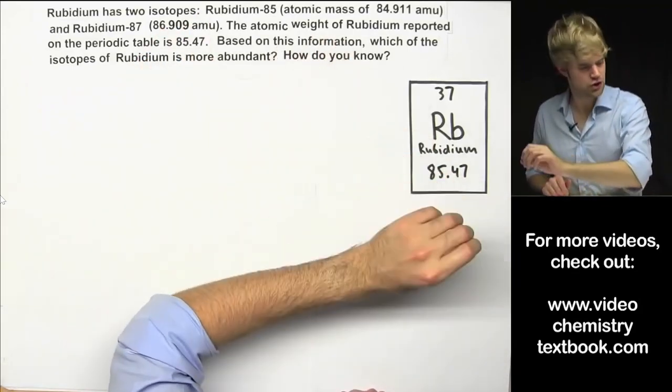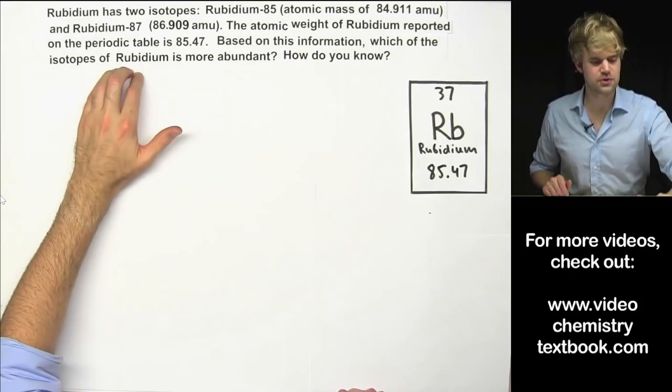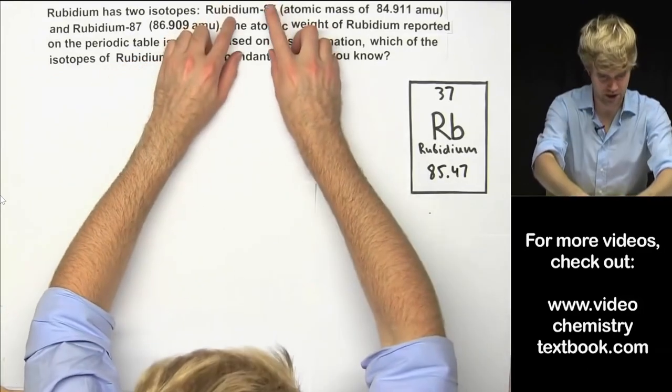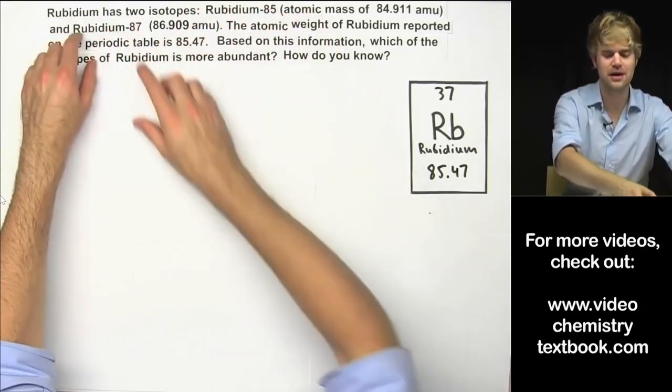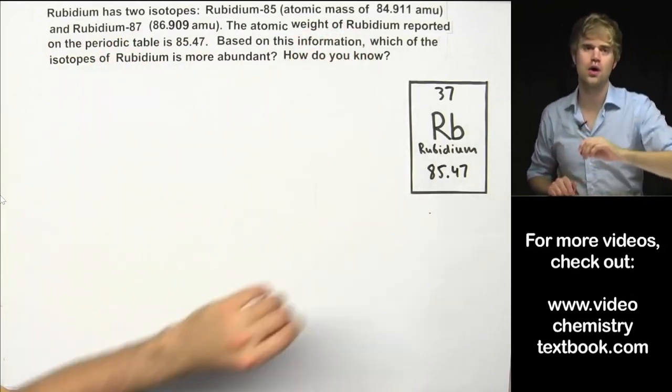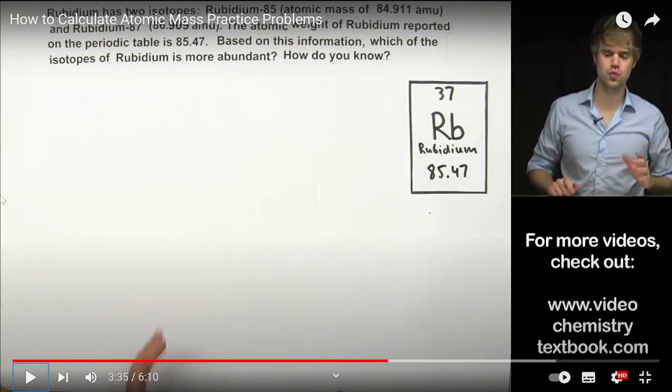Based on this information, which of the isotopes of rubidium is more abundant? And we're talking about, is it rubidium-85 or is it rubidium-87? And how do you know which one? Pause for a moment before Tyler gives the explanation. You are going to chat with your neighbor.